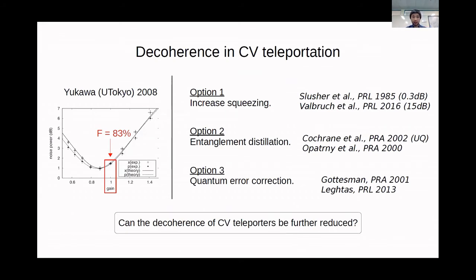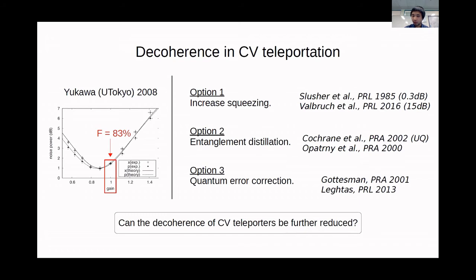The group of Furusawa at the University of Tokyo has made a number of good experiments investigating this problem. What they showed in 2008 was that, optimized with about 8 or 9 dB of squeezing, and by keeping the optical loss as low as they can, what they got was about 83% fidelity, significantly lower than what one might get for many other systems. So the question is, how far can we increase it?